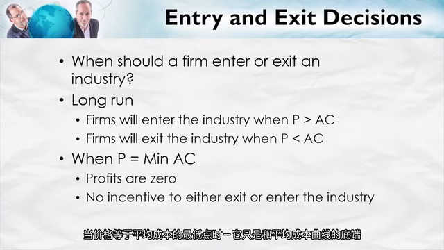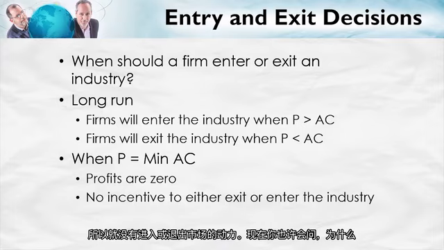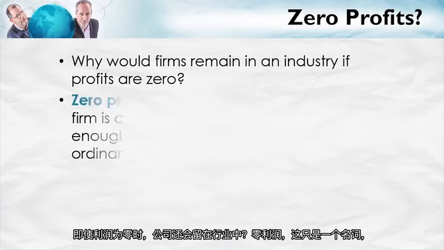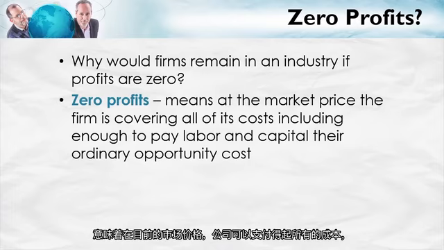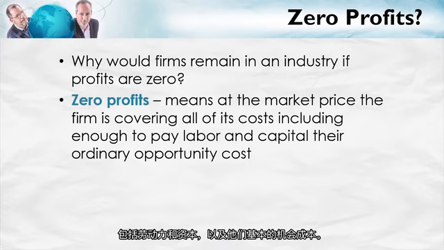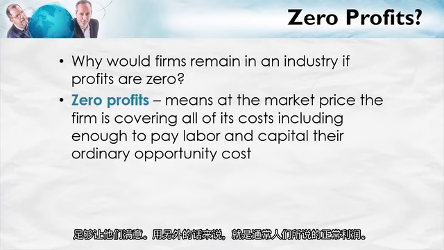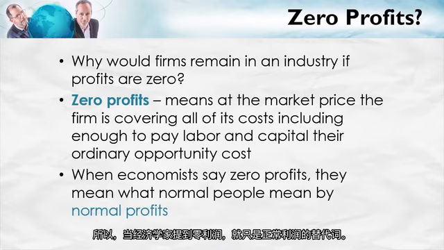So finally, when the price is equal to the minimum of the average cost, it's just equal to the bottom of the average cost curve, profits are zero, and there's no incentive to either exit or enter the industry. Now you might ask, why would firms remain in an industry if profits are zero? Zero profits, this is just a matter of terminology, means that at the market price, the firm is covering all of its costs, including enough to pay labor and capital their ordinary opportunity cost. So zero profits means everyone is being paid enough to make them satisfied. Zero profits, in other words, is what normal people mean by normal profits. So when an economist says zero profits, just substitute normal profits.